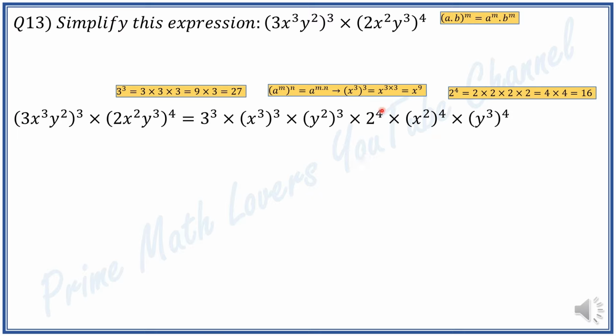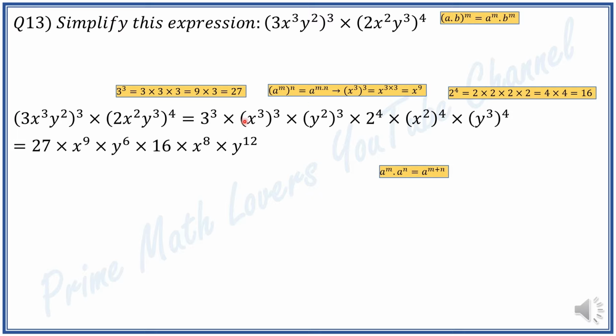Also 2 to the power of 4 means we multiply 2 four times: 2 times 2 times 2 times 2. 2 times 2 is 4 and 2 times 2 is 4. So 2 to the power of 4 is 16. Now we apply it. 3 to the power of 3 is 27. As we apply this rule, the power of power rule.